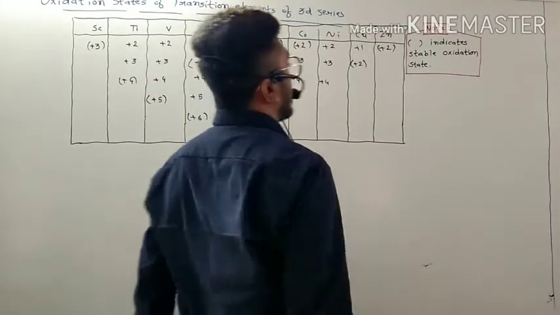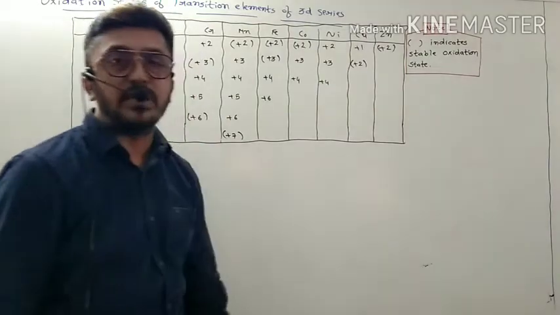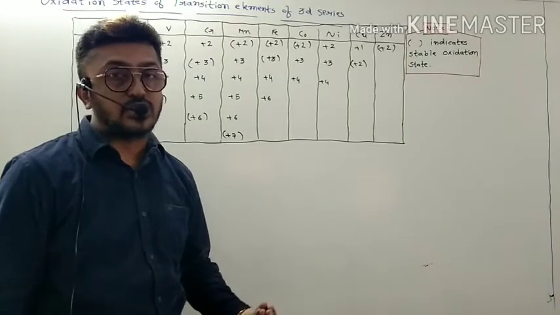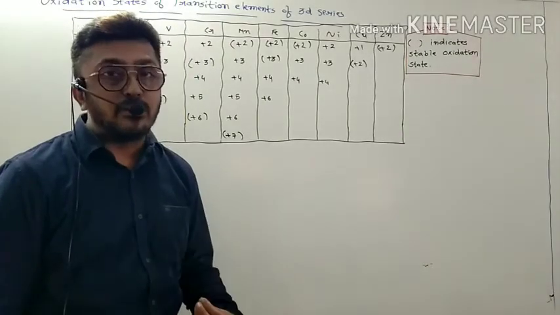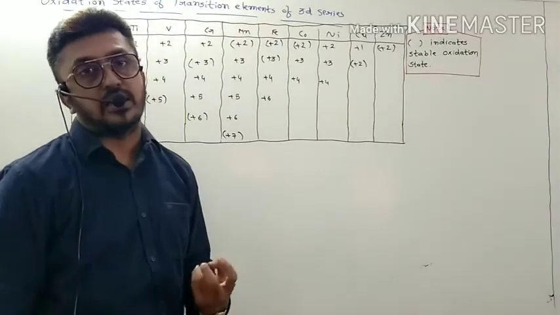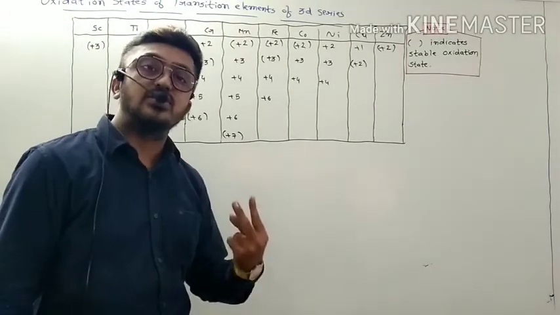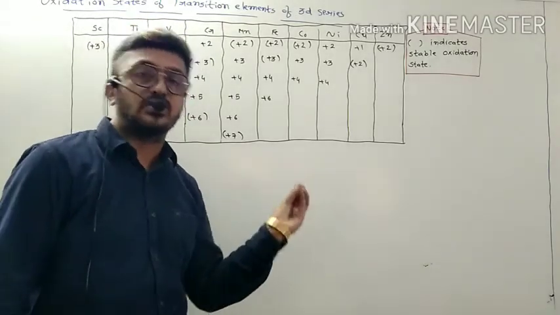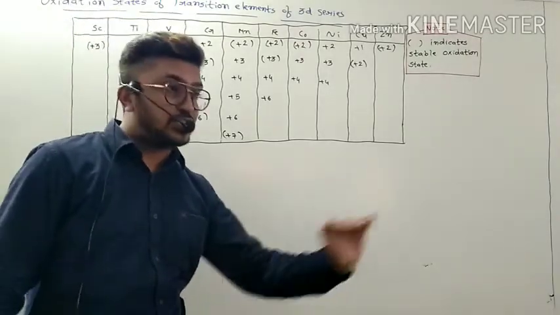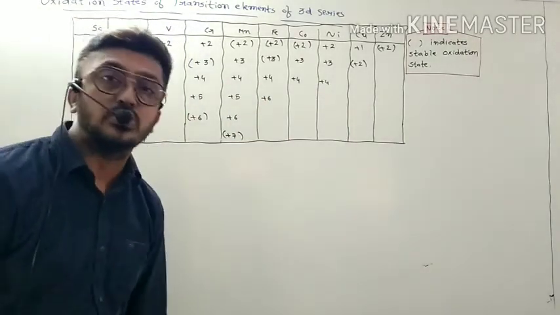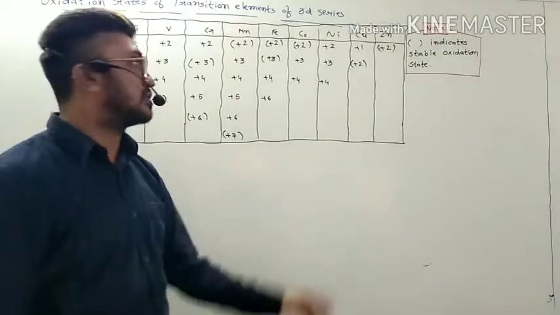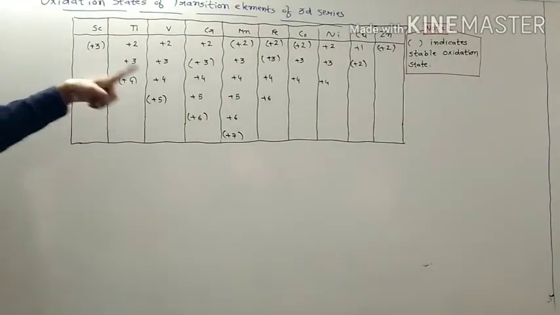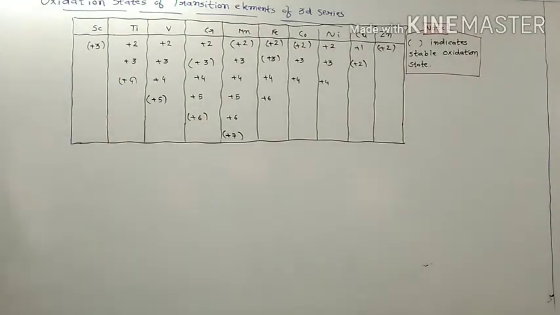The bracket indicates a stable oxidation state, meaning so many compounds of these oxidation states are available in chemistry. That's why it is a stable oxidation state. So many compounds are available from this oxidation state in a stable situation. We know that there are two situations, stable and excited. So the bracketed oxidation states are the stable oxidation states.